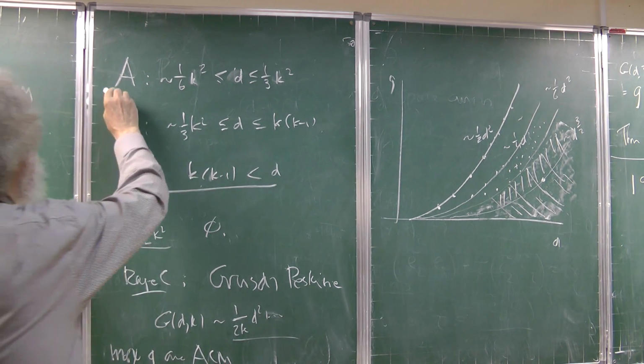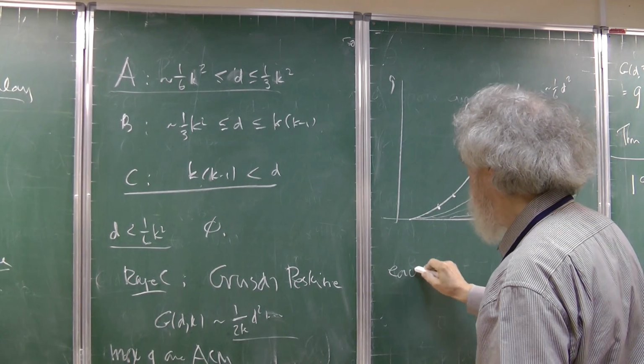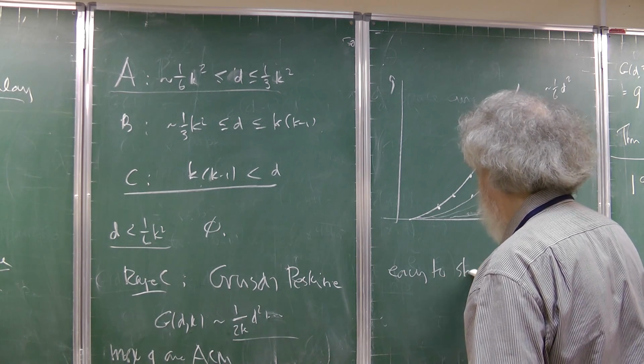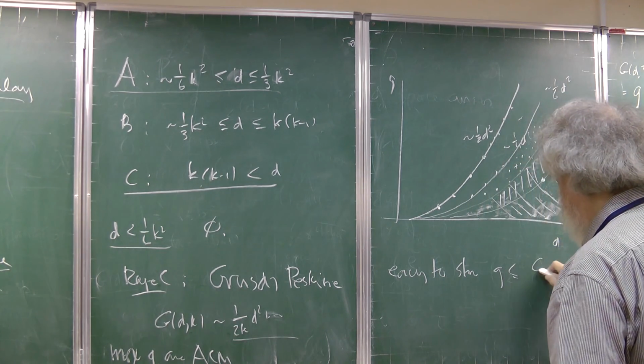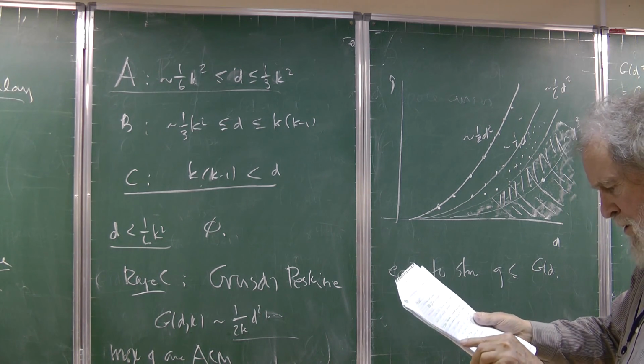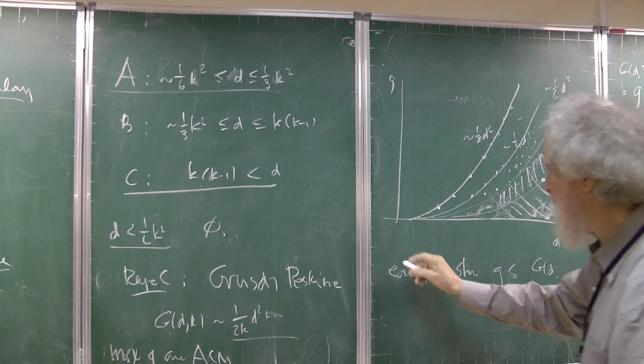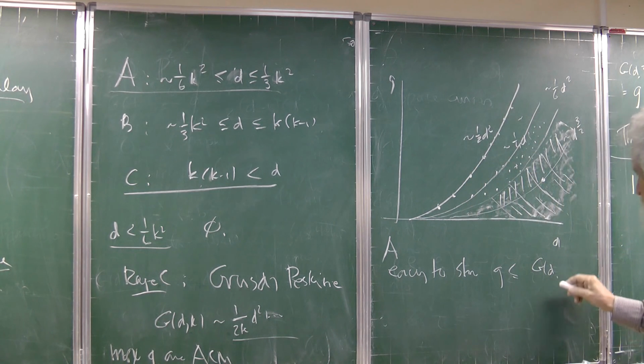Now, in the A range, it's easy to prove a bound, easy to show that the genus is always less than or equal to a certain number, which I don't write down. Maybe I can. G(d,k). In the A range, it's easy to prove a bound. You just use elementary facts on curves, Clifford's theorem.